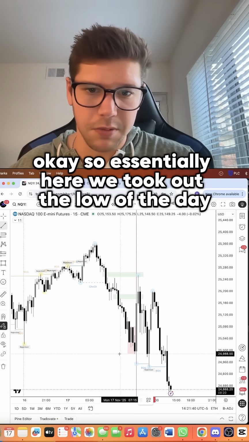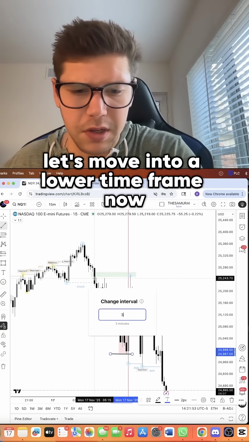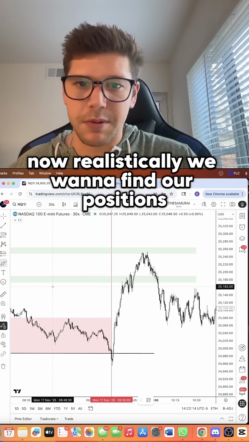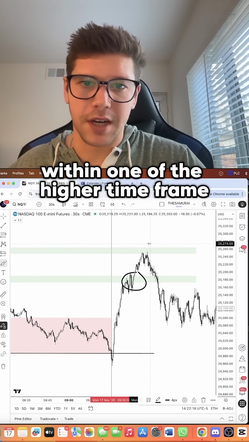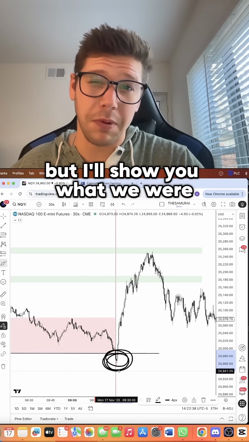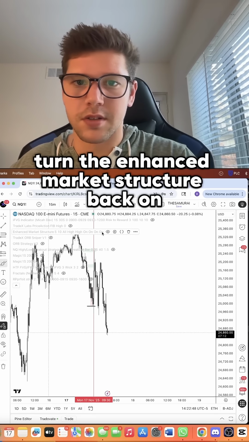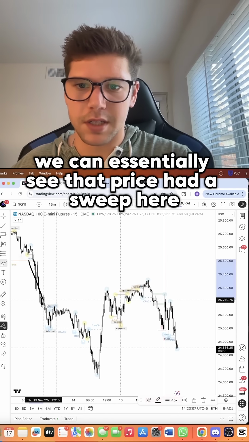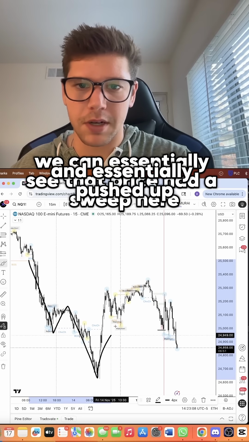Okay, so essentially here we took out the low of the day. Let's move into a lower time frame now. Realistically, we want to find our positions within one of the higher time frame narrative gaps. We were not in a high time frame fair value gap here, but I'll show you what we were. If we actually go back out to the 15-minute, turn the enhanced market structure back on, we can essentially see that price had a sweep here and essentially pushed up.